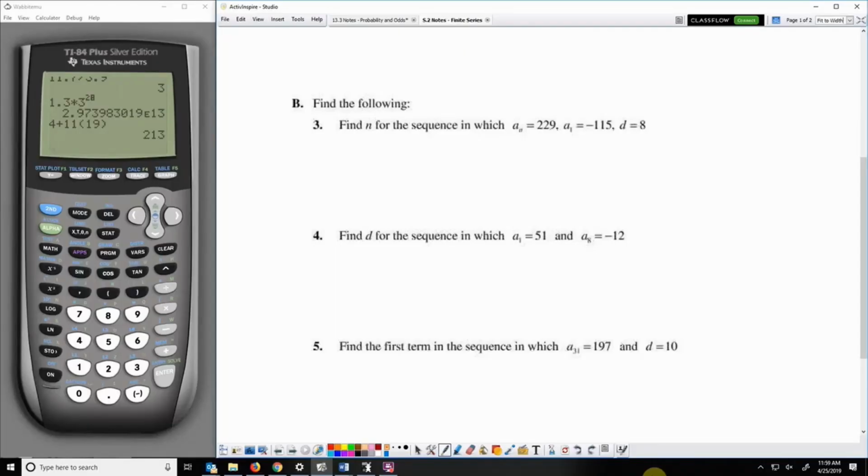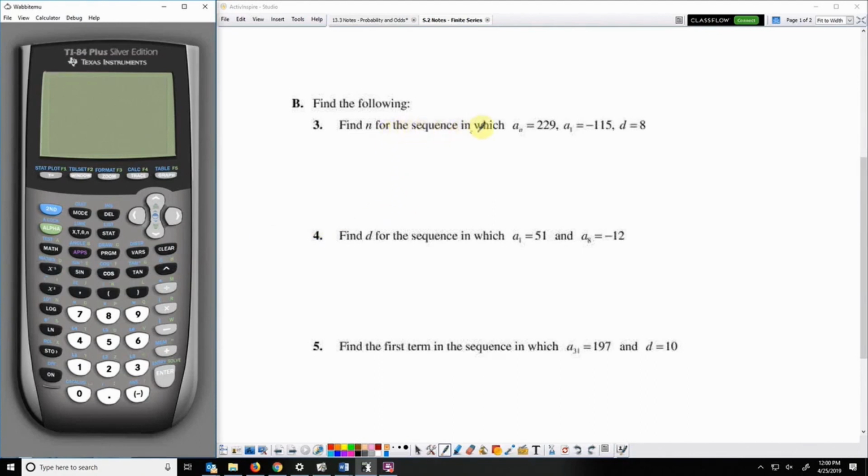We're going to talk about a finite series. But first, we're going to use some of the formulas for finding terms in sequences. We're going to use the formula for an arithmetic and a geometric sequence. And then we'll get into how to use that in a series.